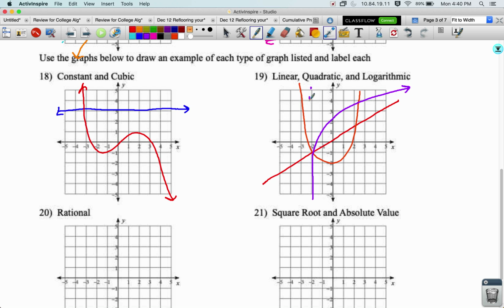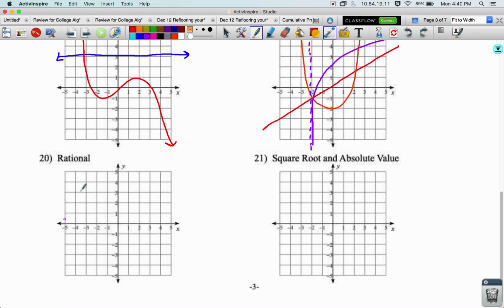And logarithmic has a vertical asymptote, and then it just sort of curves off to one side. So it's got like this vertical line here, it won't go past, and then it just kind of curves off and up. Rational has both a horizontal asymptote and a vertical asymptote, and it sort of lies flat to these straight lines by curving into the corners here.